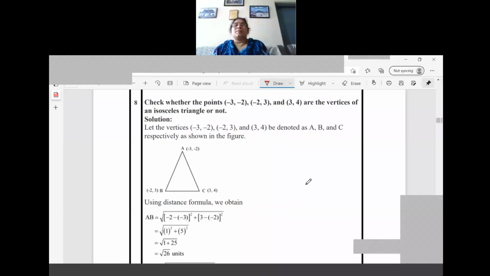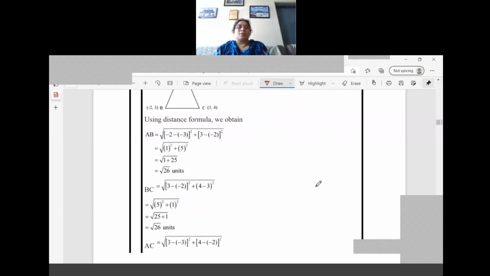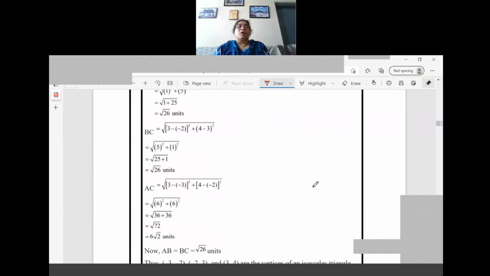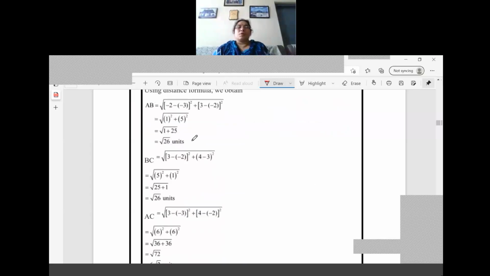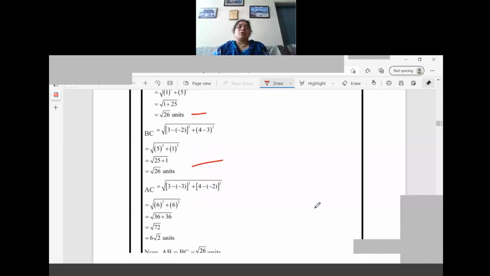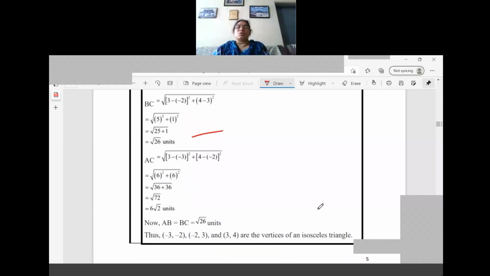Check whether the vertices form an isosceles triangle or not. Nothing to explain here. What we should calculate? AB, BC, CA. Let us assume these are the three coordinates: A (minus 3, minus 2), B (minus 2, 3), and C (3, 4) only. Now AB, BC, AC we got all the values. If you check, the value for AB is root 26, the value for BC is again root 26, and AC is 6 root 2 only.